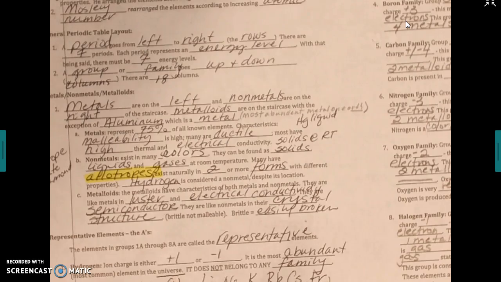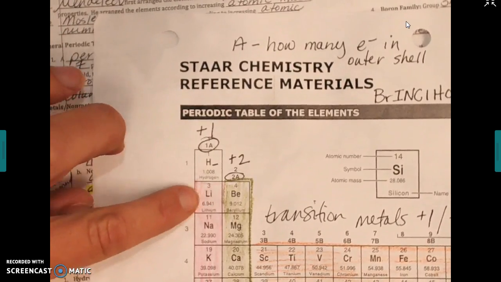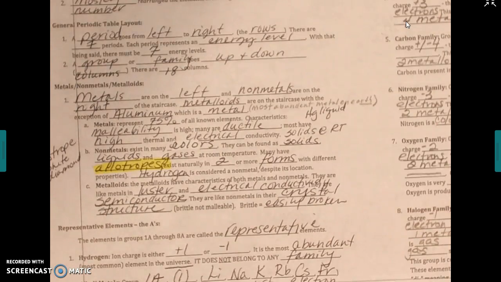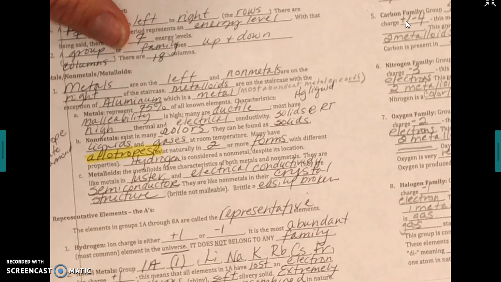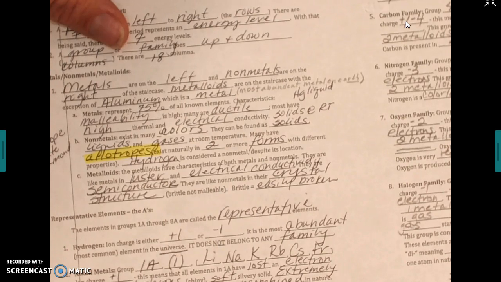The alkali metals, group 1A or group 1 here, are going to consist of lithium, sodium, potassium, rubidium, cesium, and francium. They have an ion charge of +1. This means that all elements in group 1A have lost an electron. These elements are lustrous or shiny. They're soft, silvery solids, extremely reactive. They're usually stored in argon or oil. They're never found uncombined in nature. They react explosively with water, and this group is considered to be the most reactive metals.